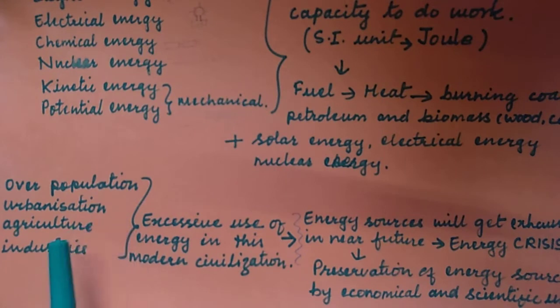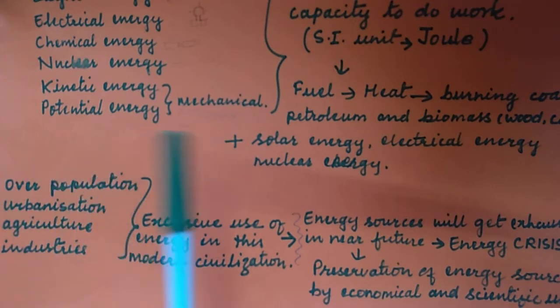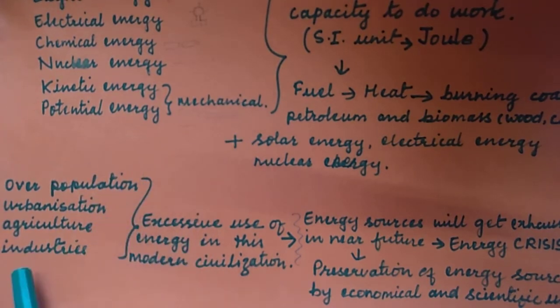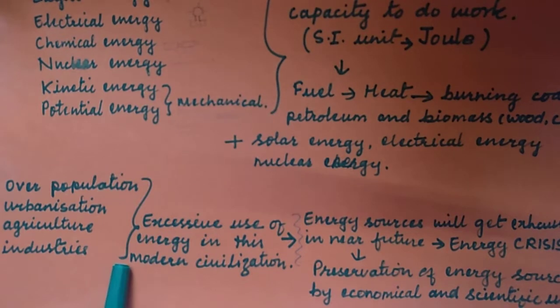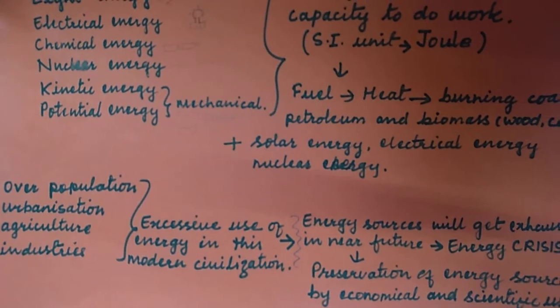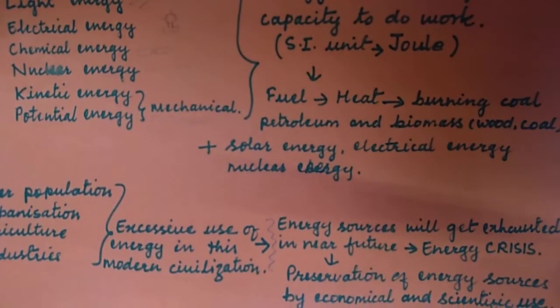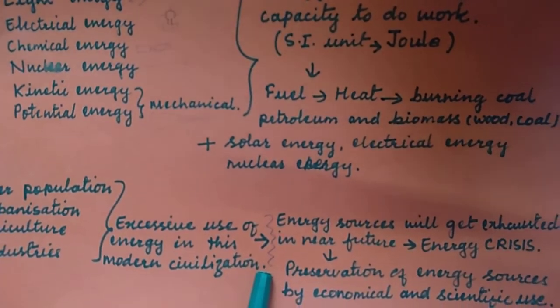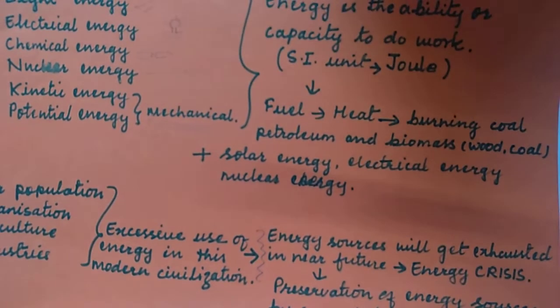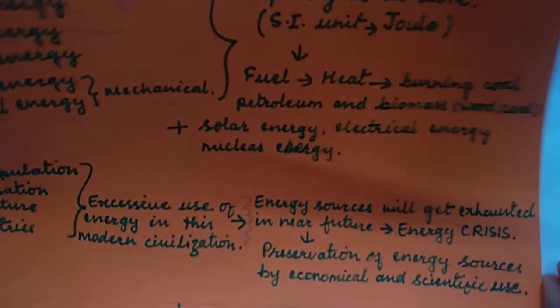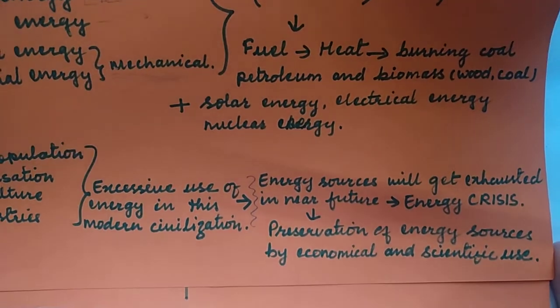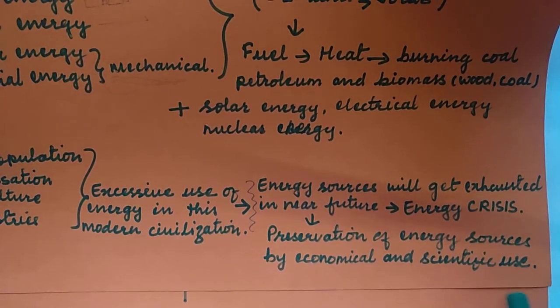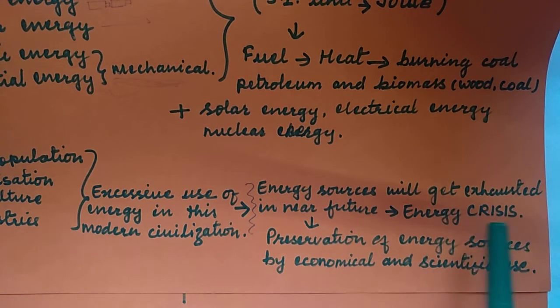In agricultural activities, equipment and tools are used. Nowadays there are industries all around us. These industries operate to produce different kinds of substances we need in our day-to-day life. Excessive use of energy in this modern civilization will lead to shortage of energy within a short time. The energy sources will run out. There will be no more energy to do different kinds of work, and that period is called energy crisis.